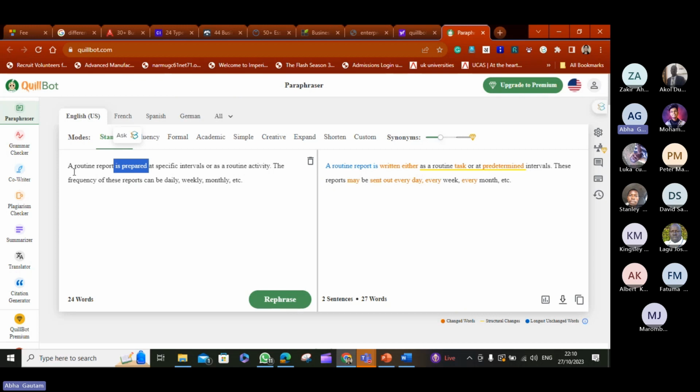See what I have written here. A routine report is prepared at specific intervals or as a routine activity. The frequency may be daily, weekly, monthly. So it has paraphrased it for me. A routine report is written either as a routine task or at predetermined intervals. These reports may be sent out every day, every week, every month.